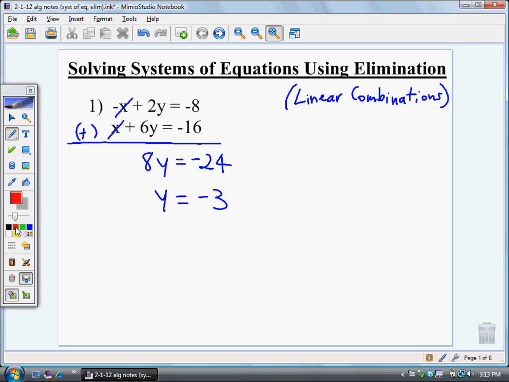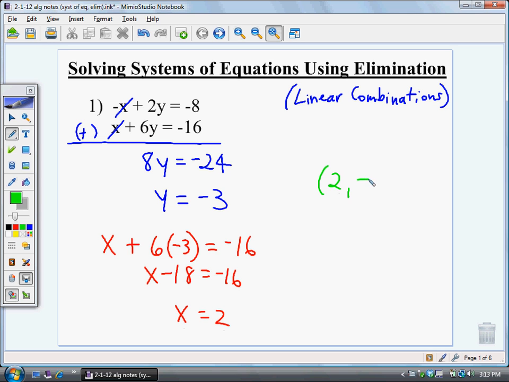I would personally use the second equation because to me that's easier. You have a positive x, so you put negative 3 where y was, and then you solve this equation for x. You're going to end up with x minus 18 equals negative 16. You add 18 to each side and you get that x is 2. And so your solution to this problem is 2, negative 3.